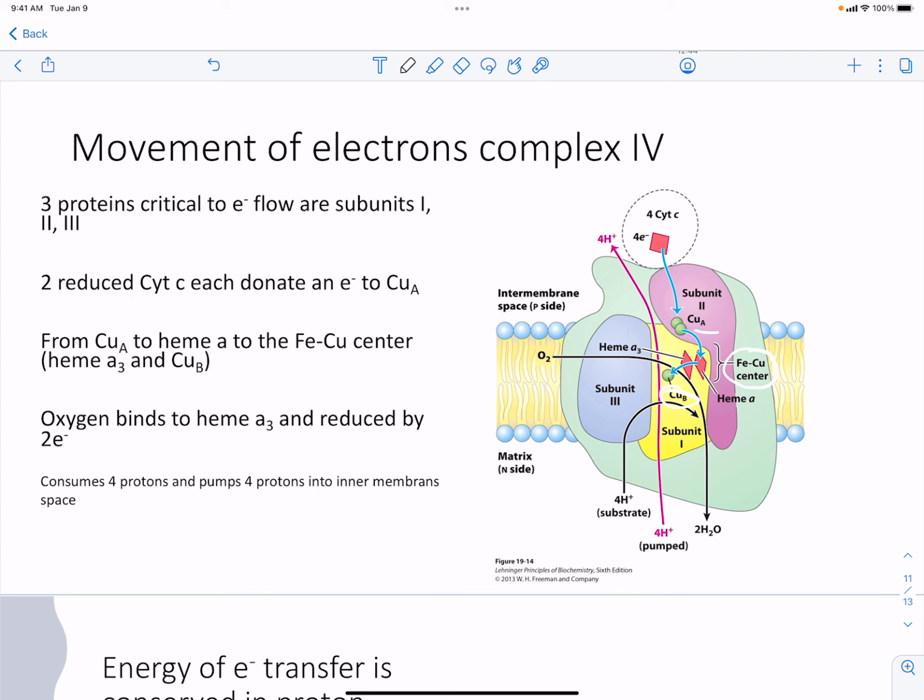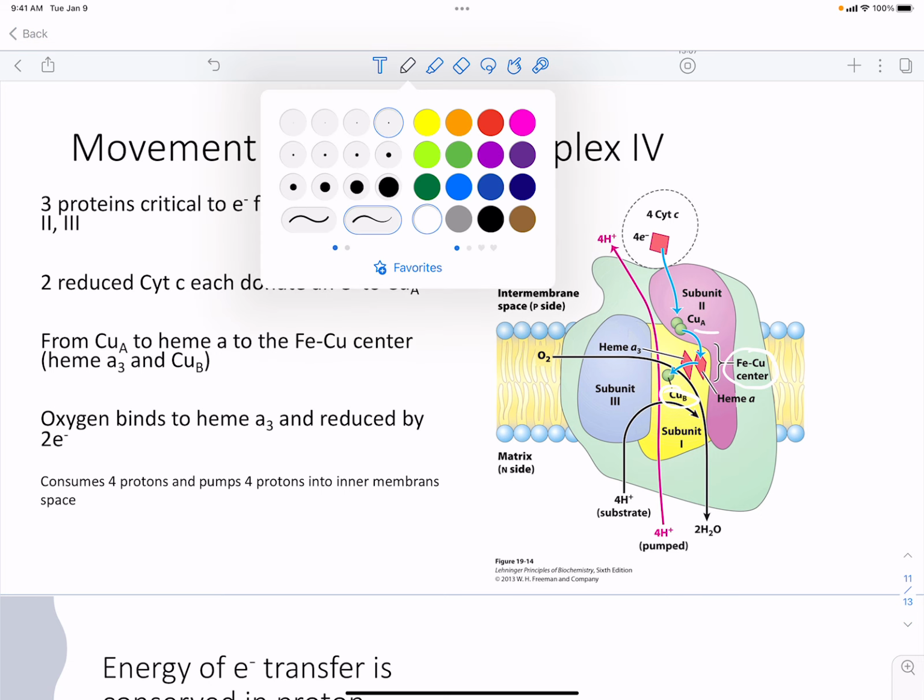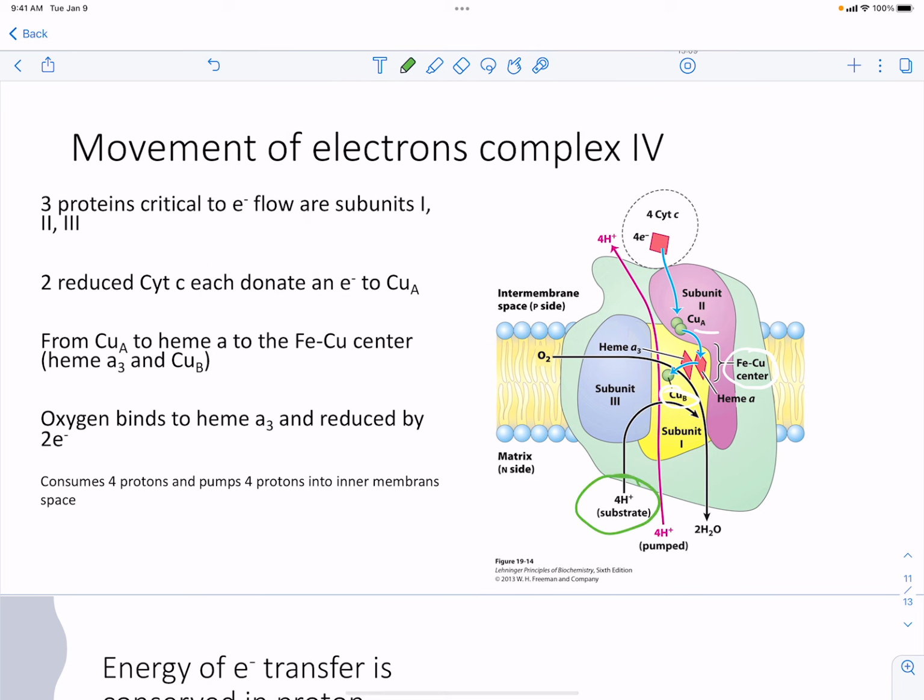The oxygen will then bind to heme A3 and be reduced by 2 electrons. Now you need a total of 4 electrons in order to generate water. And so you're going to have 2 more cytochrome Cs that will follow the same pathway. And this is going to consume 4 protons right here. We're going to consume 4 protons from the matrix. And at the same time, we're going to pump out 4 protons from the matrix.